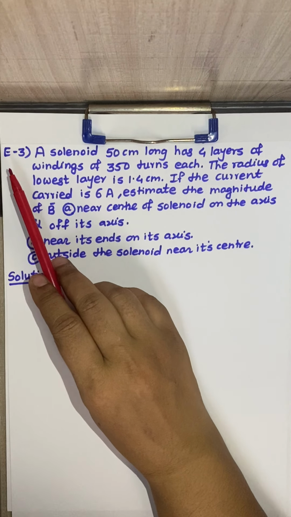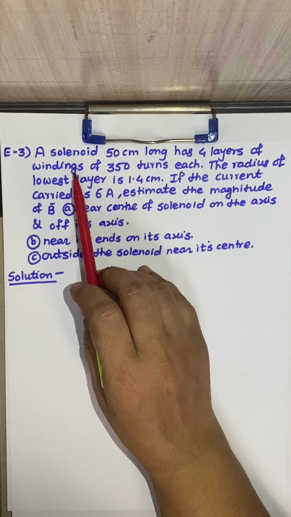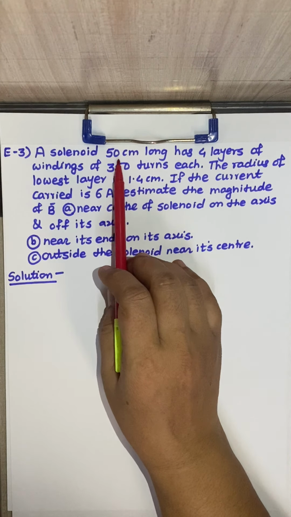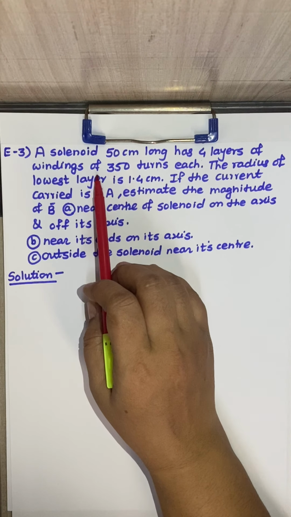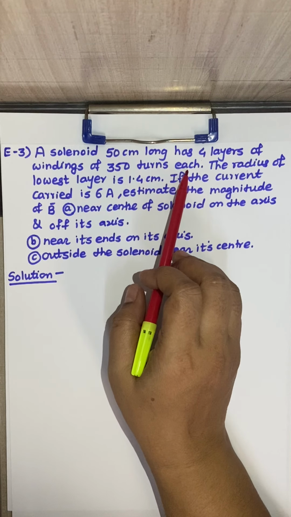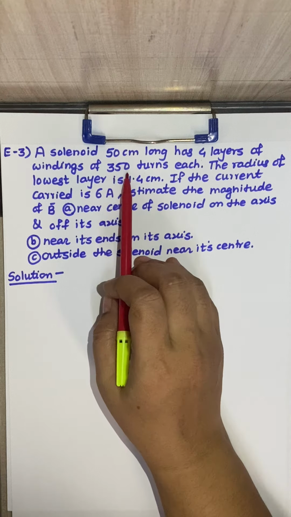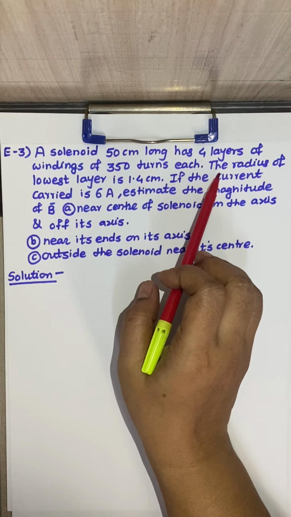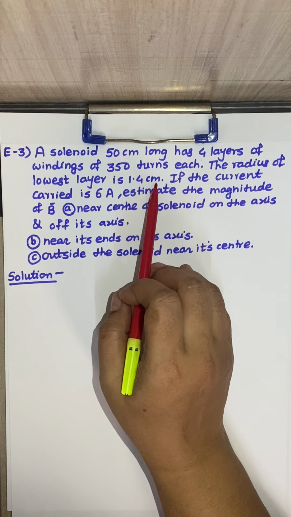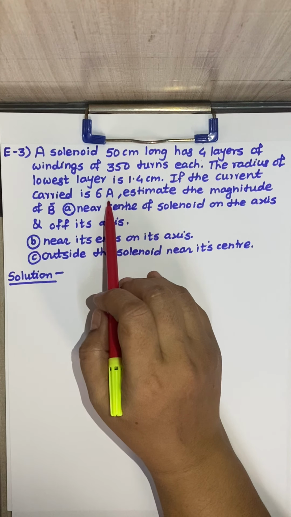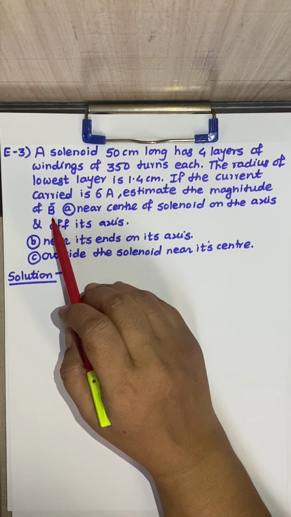So again we are starting with the third example regarding the Ampere circuital law. The solenoid having length 50 centimeter has 4 layers of the windings of 350 turns each. Each layer is having the number of turns equal to 350. The radius of the lowest layer is 1.4 centimeter. If the current carried is 6 ampere, estimate the magnitude of magnetic field B.